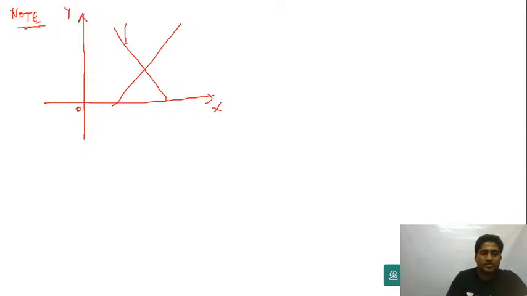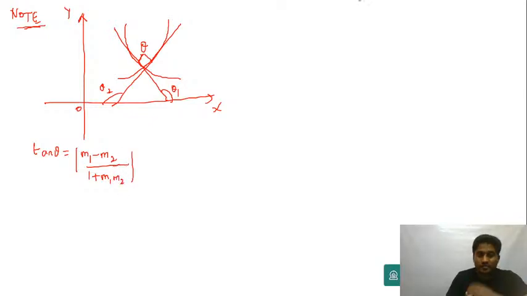Let's say this is one curve and you have another curve, and they cut at theta. So this is theta 1, this is theta 2, exterior angle, interior angle, and then you know the angle of intersection between the two curves: tan theta is equal to modulus of (m1 minus m2) upon (1 plus m1 into m2). This is the angle of intersection between the two curves.